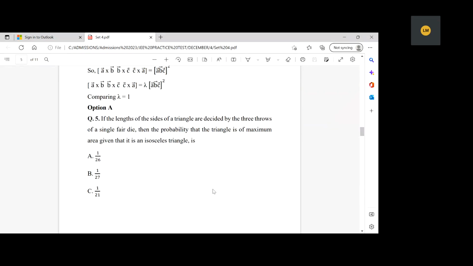Three throws are there, so three combinations are there. It's the three sides of the triangle, and I need to find out the probability of which one will be the maximum area. And they have given a clue that it's an isosceles triangle. So two sides will be similar, and their sum will be greater than the third one. That's the basic idea about the isosceles triangle that we have studied in school. So yes, let's check.